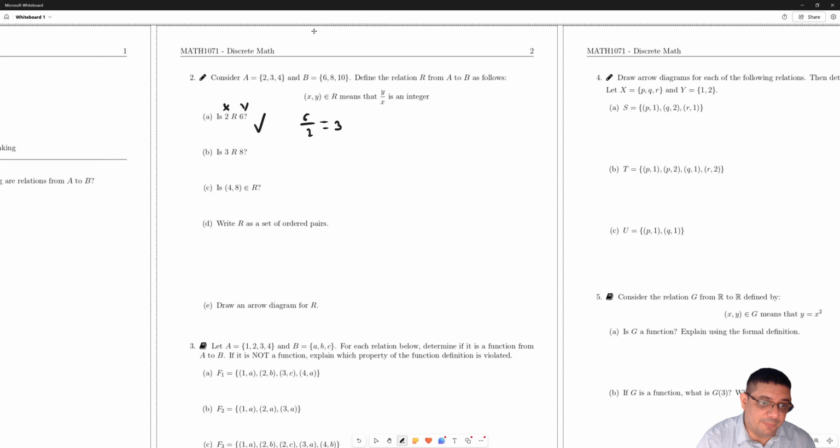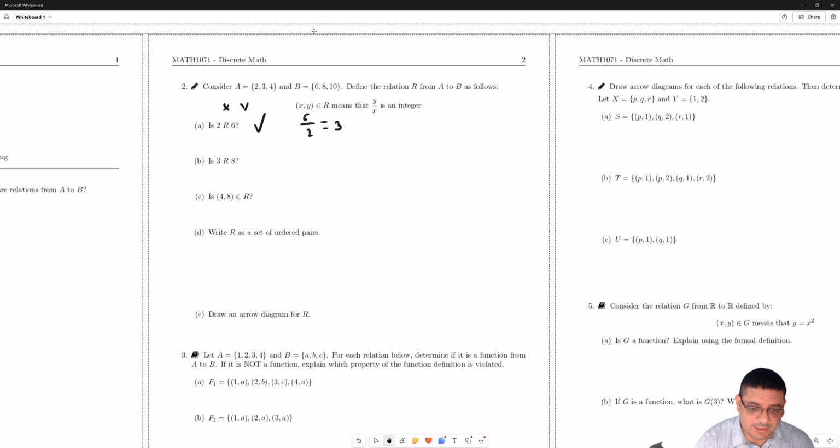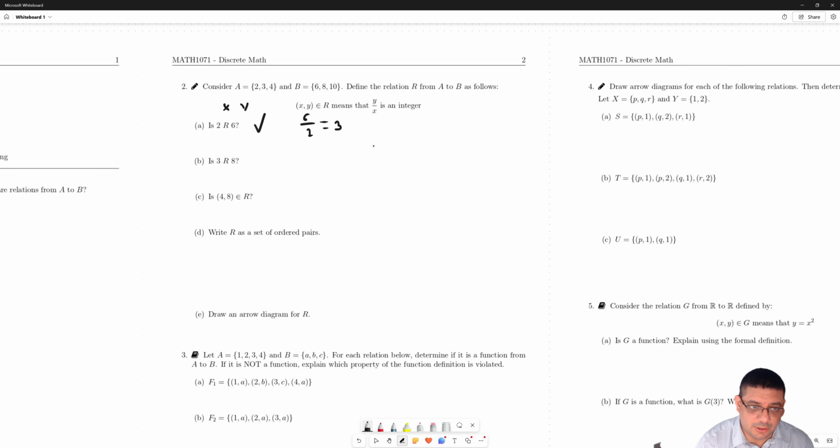Now, is 3 related with 8? And the answer is no. The reason, of course, is because 8 over 3 does not belong to the integers. So because this is not the case, it's not going to belong to the relationship. Is the pair (4, 8) going to work in the relationship? Yes, because 8 divided by 4 is 2, and that indeed belongs to the integers. So this pair belongs to the relationship.